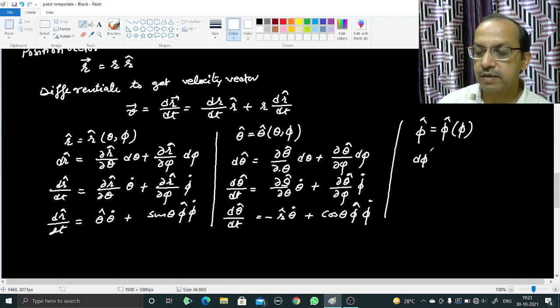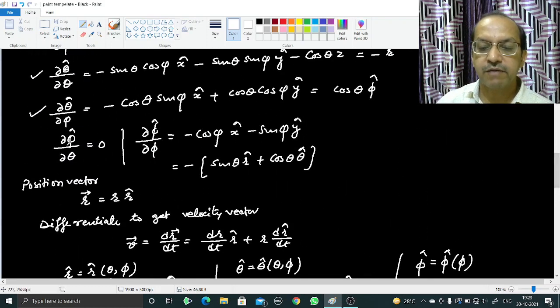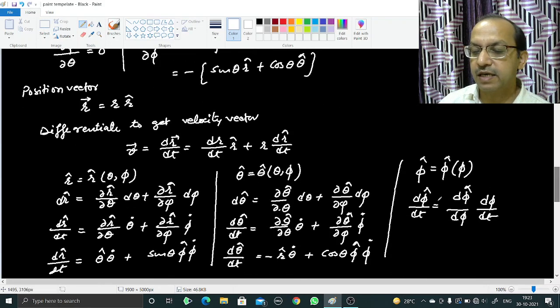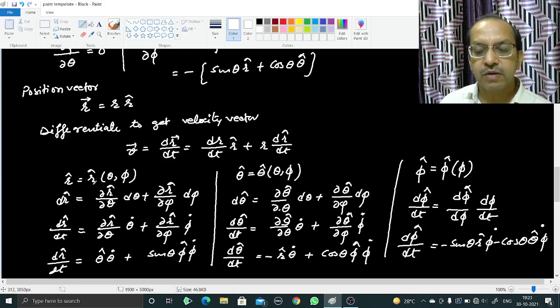So d phi cap dt can be written as d phi cap d phi and d phi over dt. What is d phi cap d phi? Because phi cap is a function of phi only, you can write total differentiation instead of partial differentiation. So it will be minus sin theta r cap minus cos theta theta cap, times phi dot. So that is d phi cap dt. Now we will use these terms wherever necessary.